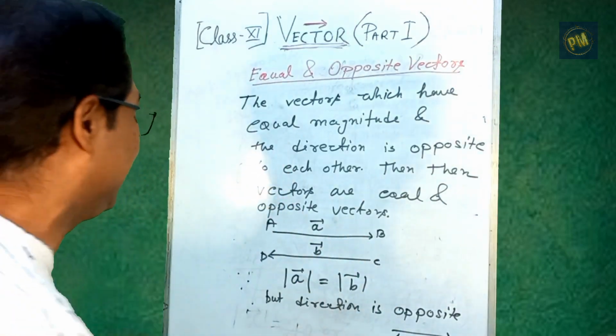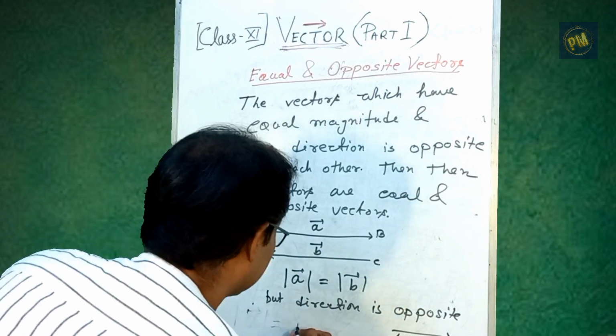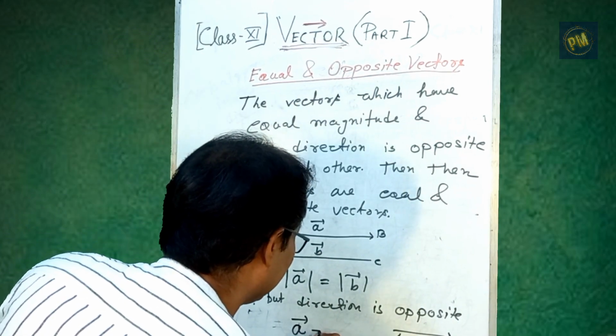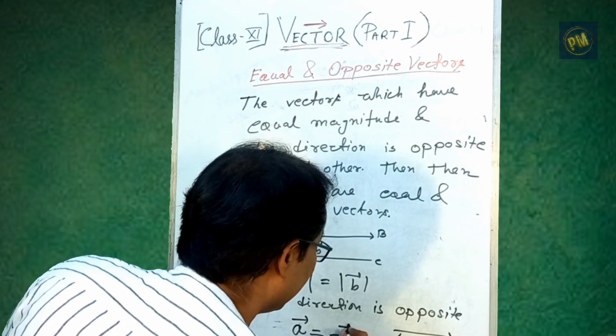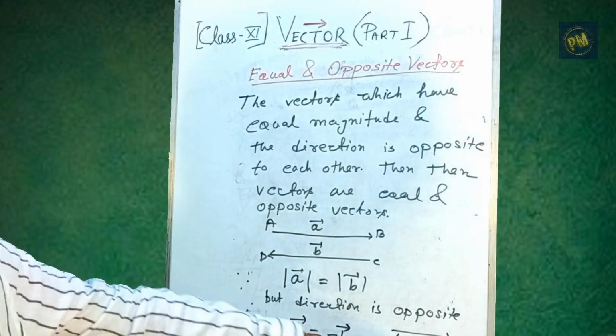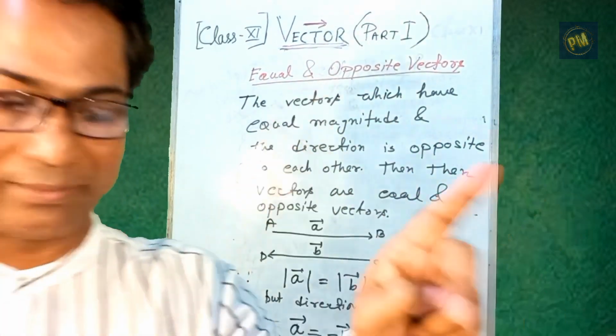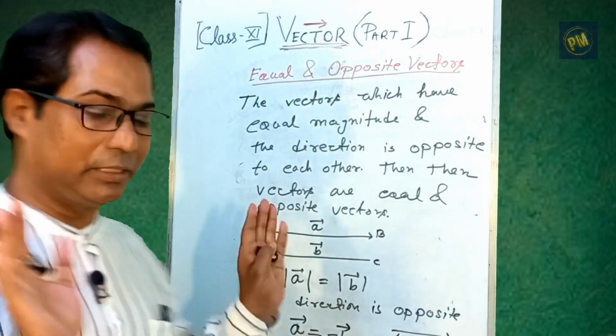How can we represent the equal and opposite vectors? Just A is equal to minus B. Minus indicates the opposite direction.